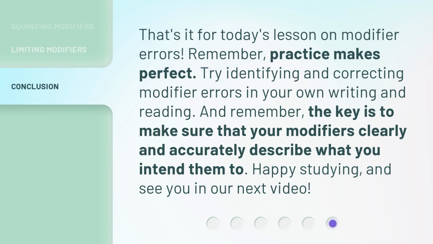That's it for today's lesson on modifier errors. Remember, practice makes perfect. Try identifying and correcting modifier errors in your own writing and reading. And remember, the key is to make sure that your modifiers clearly and accurately describe what you intend them to.